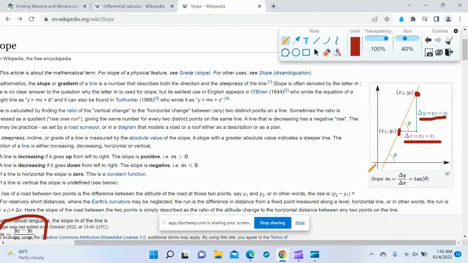So there are two things we have to remember in a slope: delta y by delta x, or tan theta. Theta is the angle between this line and the x-axis. Both give the same output, and this is our slope.